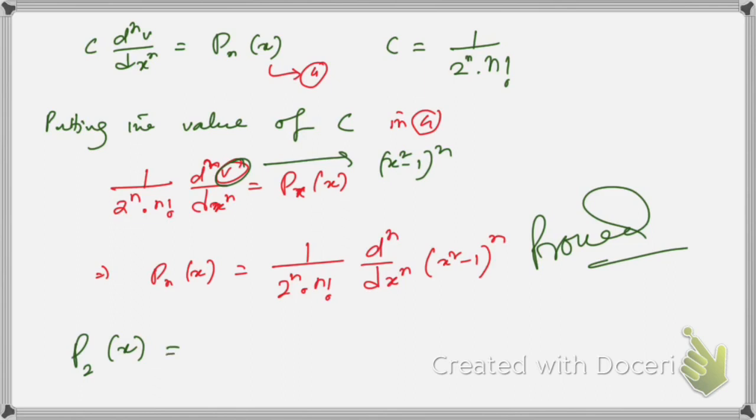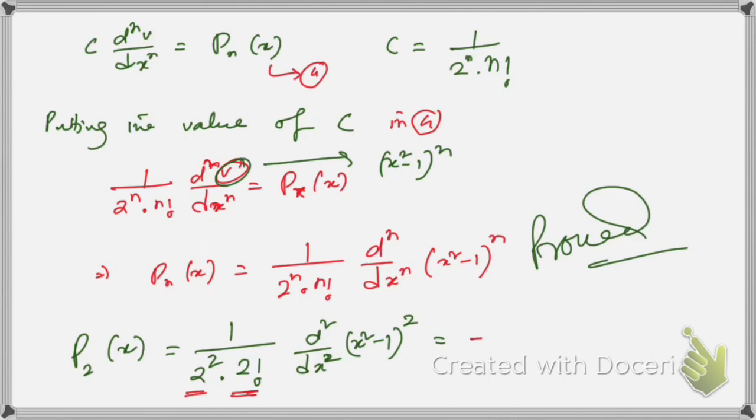So if you put n is equal to 2 here, you will get 2 square, 2 factorial, then the second order derivative of this x square minus 1 whole to the power n. So n will be 2 here. Then factorial 2 is 2, simply 2 into 1 is 2, and 2 square is 4, so 2 fours are 8. Here you will get 8.